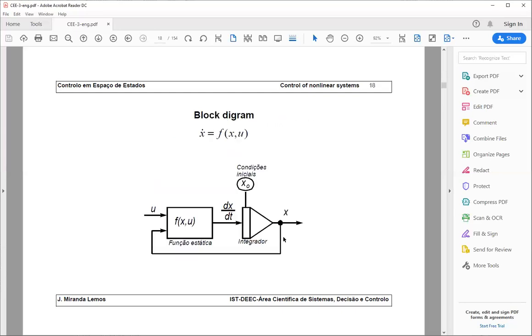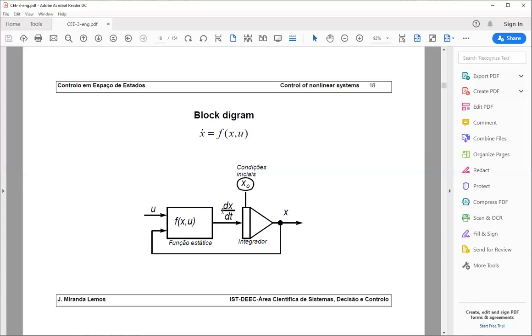How can we simulate this system? Very simple. You will need just two blocks. One block is a battery of integrators, and the other block is a nonlinear function. Suppose that you force somehow the derivative of the state to be at the input of the integrator block. Then if you integrate the derivative of x, you get x at the output.